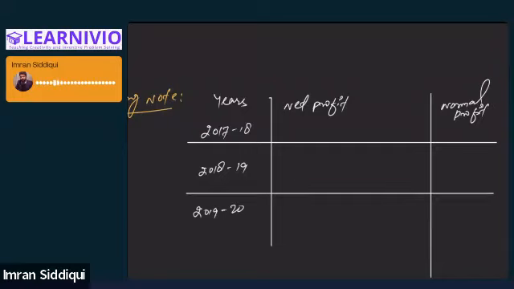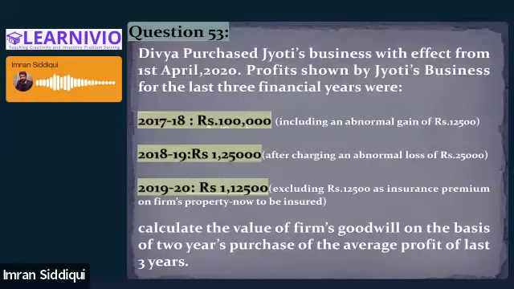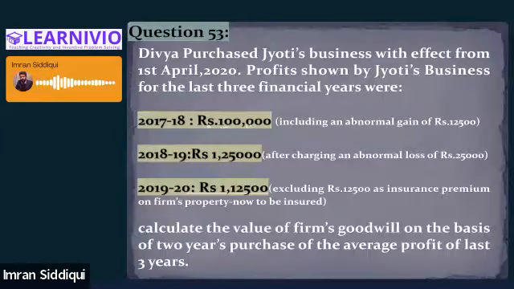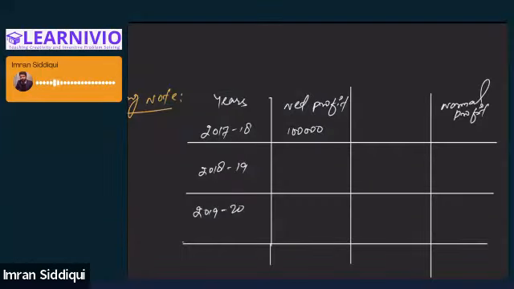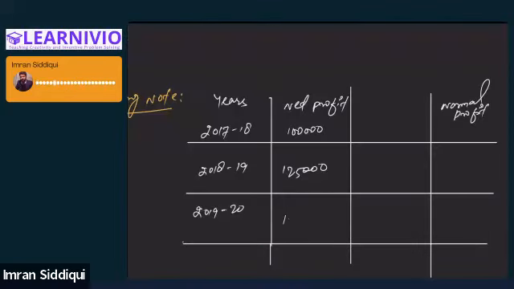Alright, so first of all, what was the normal profit for the year 2017-18? It was rupees 1 lakh, right? This is already given in the question. This is the net profit of the year 2017-18. And similarly, for the next year, it was 1,25,000. And for the next year, it was 1,12,500.